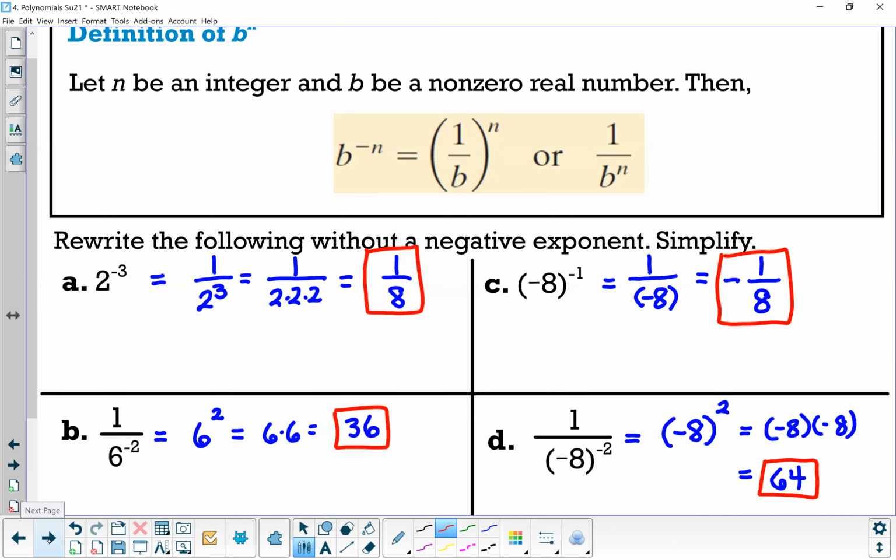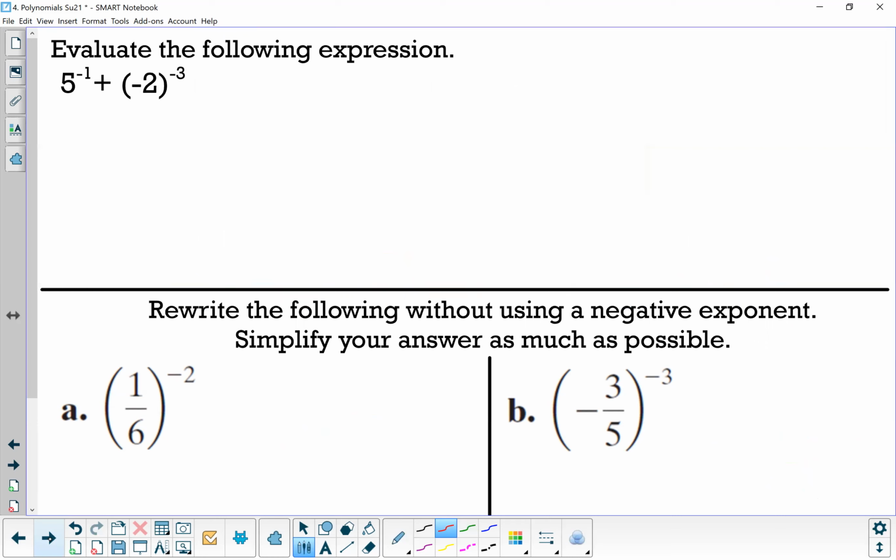All right, let's try evaluating this expression here. 5 to the -1 plus parentheses, -2, close parentheses, to the -3. Go ahead and pause the video. Try that on your own, then we can do it together. Okay, so first, you can see 5 to the -1. That is equivalent to 1/5. Plus, and then the second exponential expression, the -2 in parentheses to the -3, that's 1 over parentheses -2 cubed. So essentially what we get here is 1 fifth plus negative 1/8.